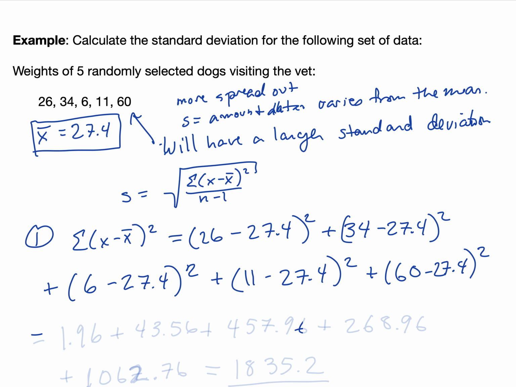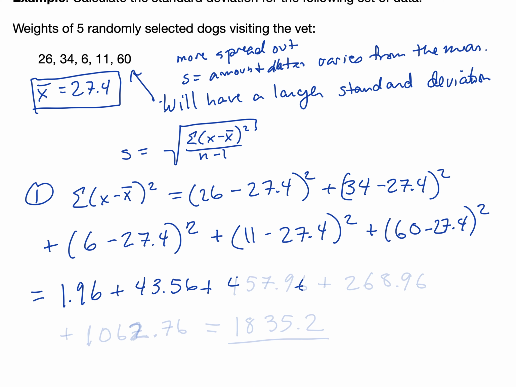So we are calculating that. I would again pull out some kind of technology to help you out at that point. And so when you simplify these, you will find these values as 1.96 plus 43.56 plus 457.96 plus 268.96 plus 1062.76. And when you add those values together, you'll get 1835.2. So those are the sum of the squared differences.